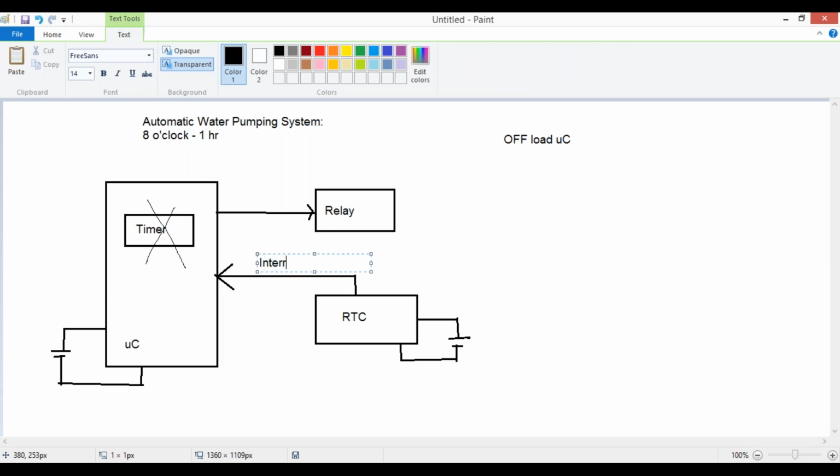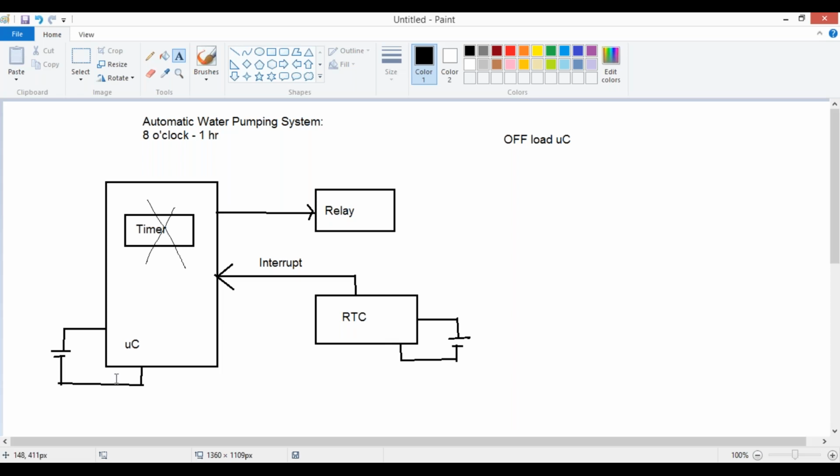Now, people, when this interrupt is received from the RTC, the microcontroller might be busy in some other task, or it might be sleeping. Let's say this microcontroller is sleeping. Let's take our own scenario also. Let's say you're sleeping and somebody is interrupting you. Then what will you do? You will ask, no, why are you interrupting? I'm sleeping, right?